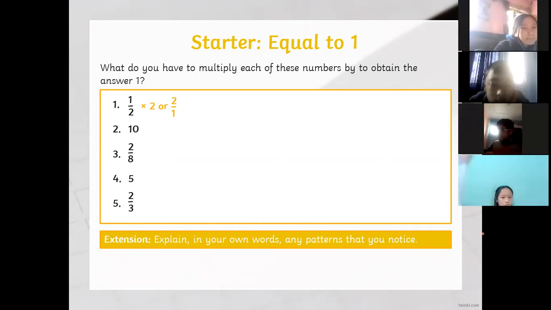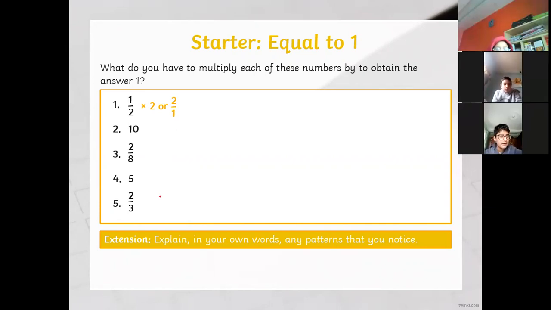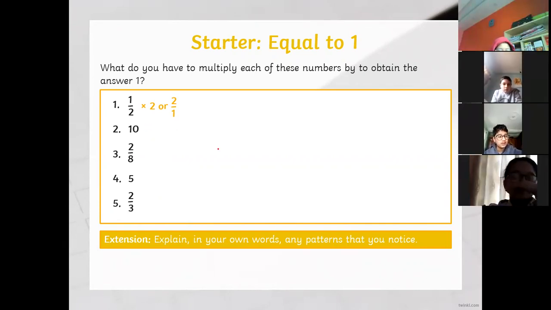Sagun, can you try it? If you multiply 10 by 10, will it be 1? Remember that 10 tens are how much? 10 tens is 100. That's not 1. So by what do you have to multiply? You have to multiply it by 1 by 10. Okay, you have to multiply it by 1 by 10.